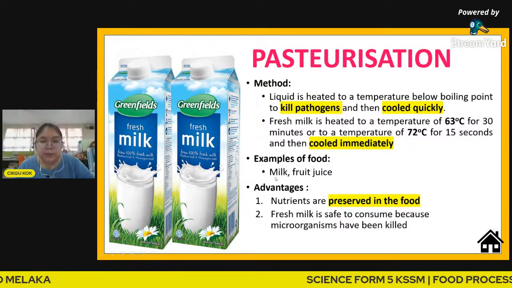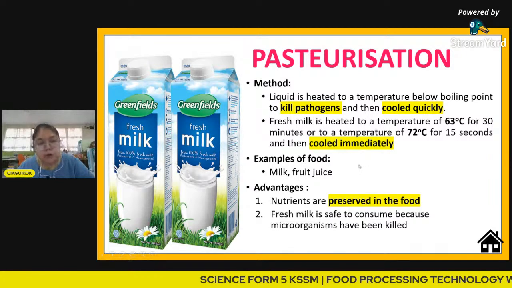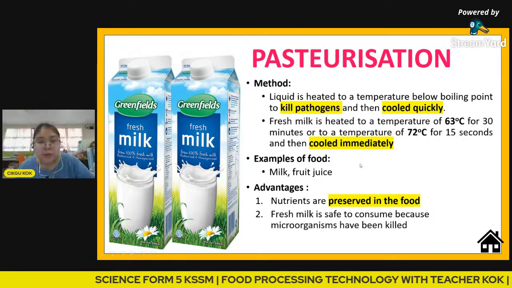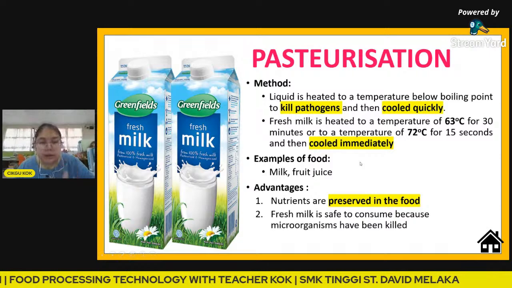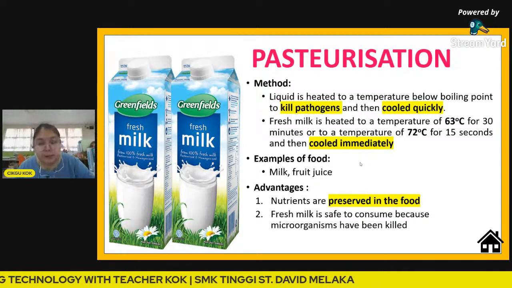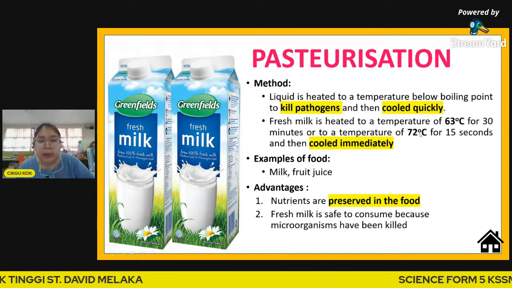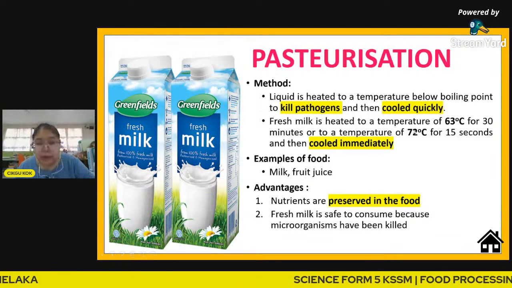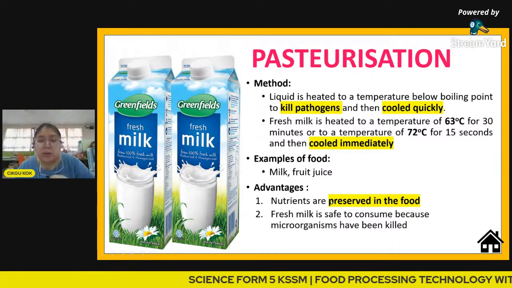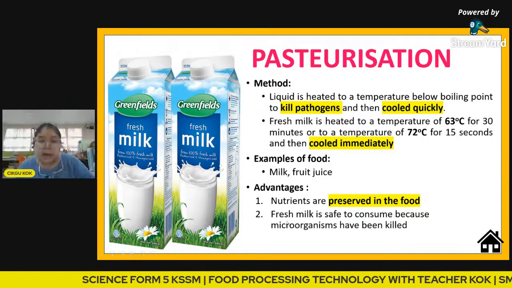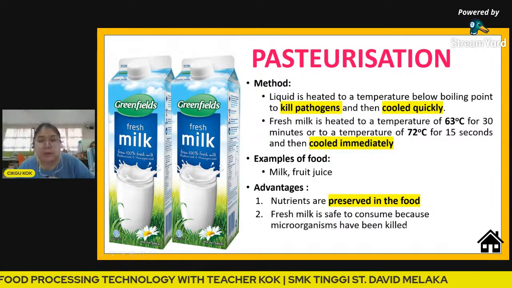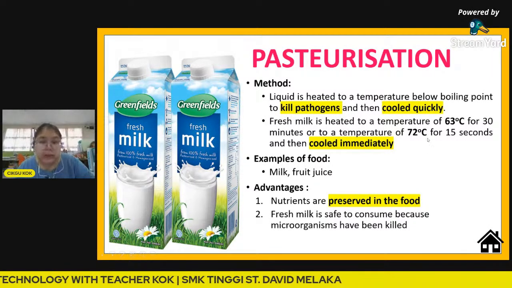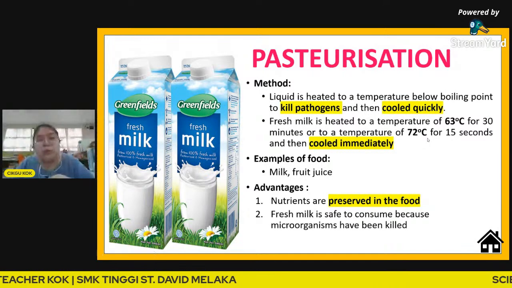For example, the foods are milk and also fruit juice. So normally you go and buy the fresh milk, fruit juice, all these are pasteurized. They put the expiry date, so they have done some process already. What are the advantages? The nutrients are still preserved, because they never heat it until 100 degrees Celsius. Number two, fresh milk is safe to consume because the microorganisms have been killed. They still heat it, so the microorganisms are killed.